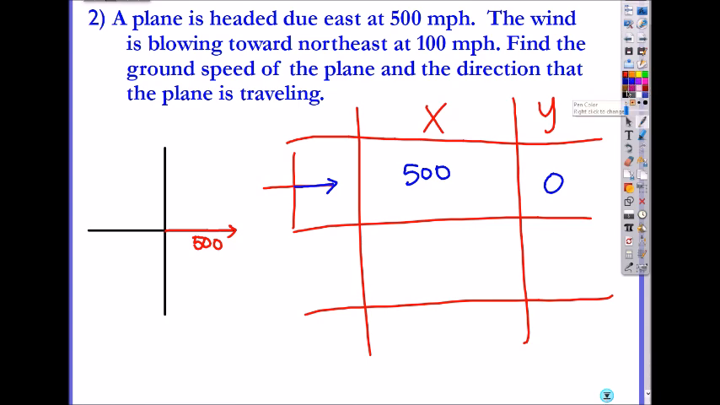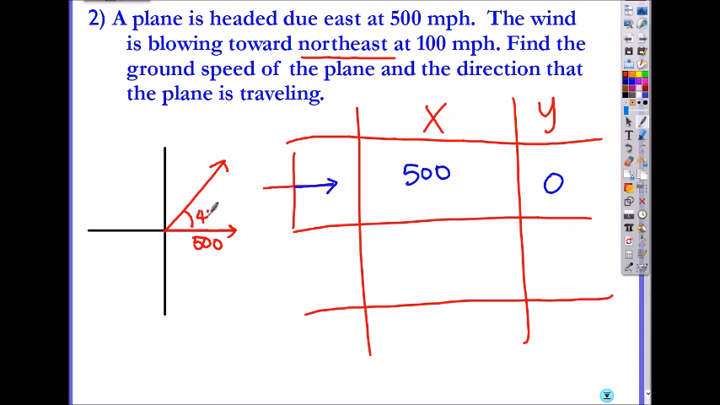it says the wind is blowing towards northeast at 100 miles per hour. Whenever you say northeast or southeast, if they don't say a direction, the measurement of an angle, it will be always right in the middle. So it will be 45 degrees. So where is northeast? Right here, right in the middle. If they said 30, then this will be 30. But if they don't say any measure, it will always be 45.